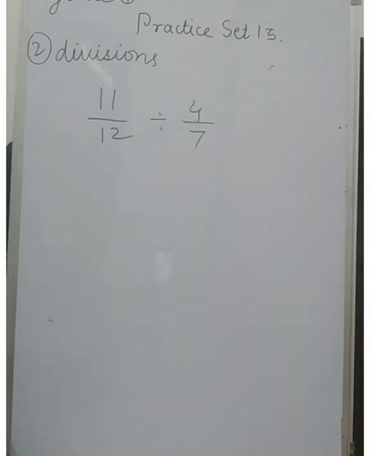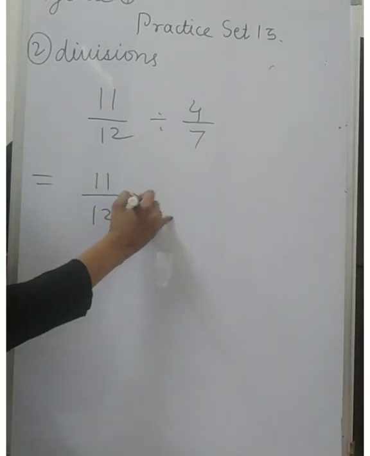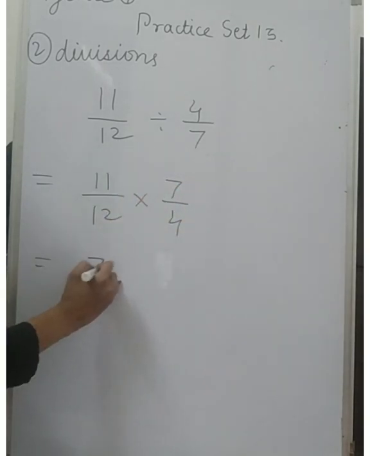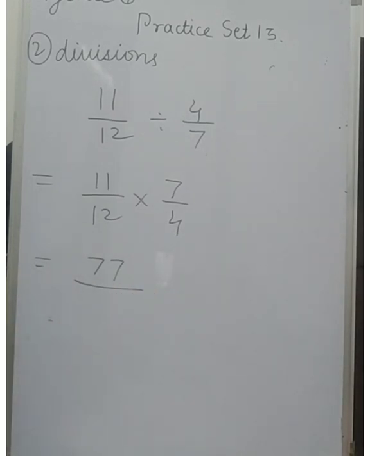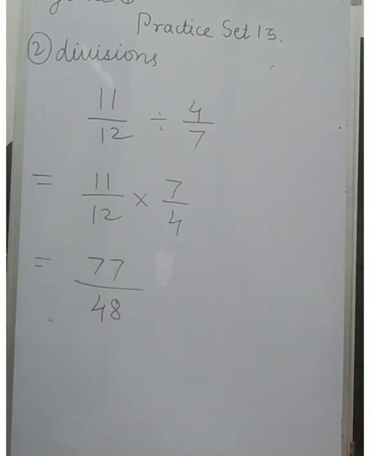Now write down 11 upon 12 divided by 4 upon 7. So 11 upon 12 multiplied by 7 upon 4. 11 sevens are 77 and 12 fours are, do you know the table of 12? 12 fours are 48. Okay. Here you can find the mixed number. Okay, that is your homework, to find the mixed number of this. Write down.